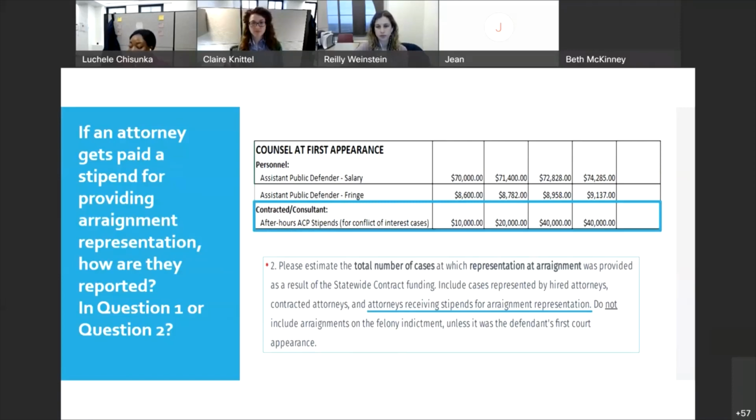You would count up their arraignment cases, and if there's more than one attorney whose stipends are funded by the statewide expansion contract, you would then add up all of those attorneys' cases and report them in question number 2. For question number 2, you are adding any arraignment cases reported in the last column of question number 1, all of the CAFA cases reported in question number 1, and any arraignment cases handled by attorneys not reported in question number 1 who are funded by the statewide contract.